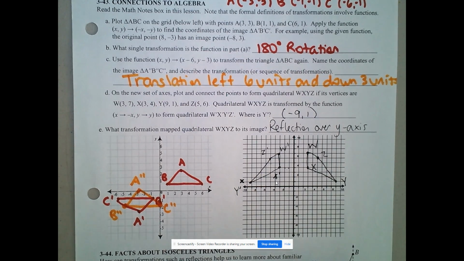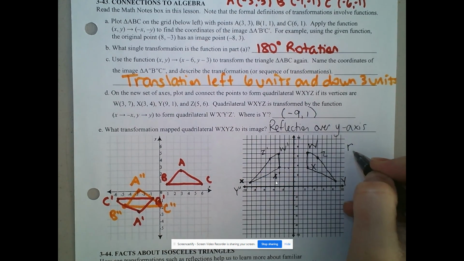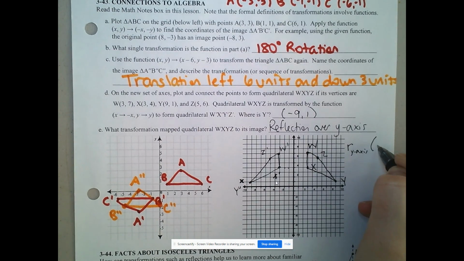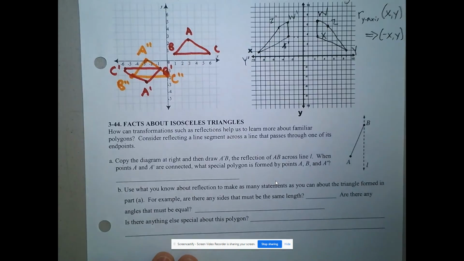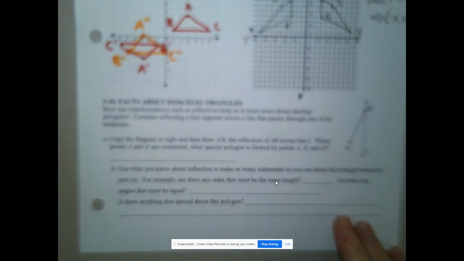Another way to write that would be that it is a reflection, which was lowercase r, of the Y-axis, and that's XY becomes negative XY. And that was from your little cheat sheet, those rectangles that were on the notes. Facts about isosceles triangles. So this is just a wrap up at the end here.